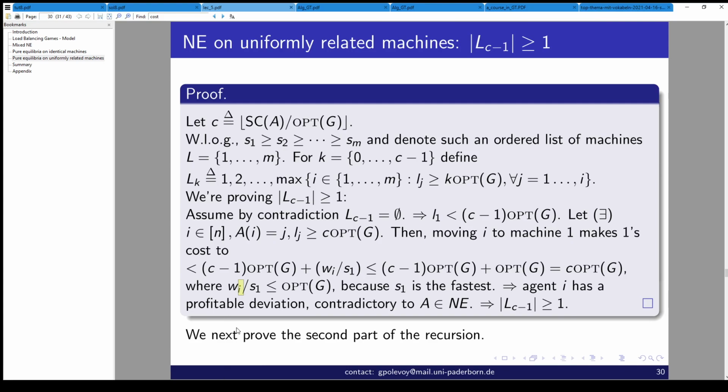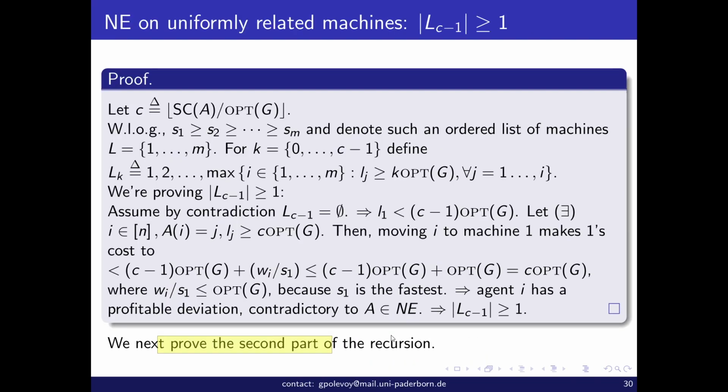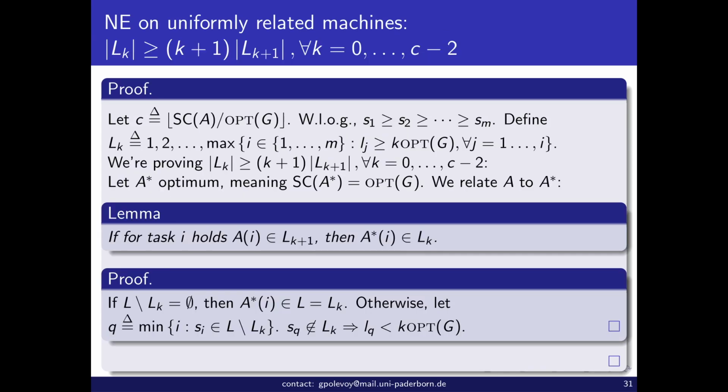So we are now off to prove the second part of the recursion. That's the only thing we are left with. Having done that, we are done with the proof of the theorem. So we now need to prove that the size of Lk is at least k times 1 times the size of Lk plus 1.